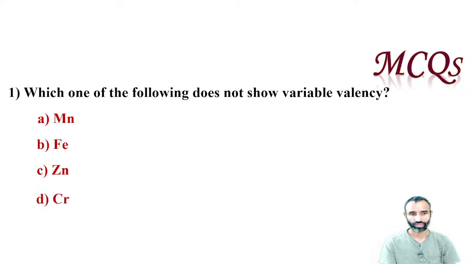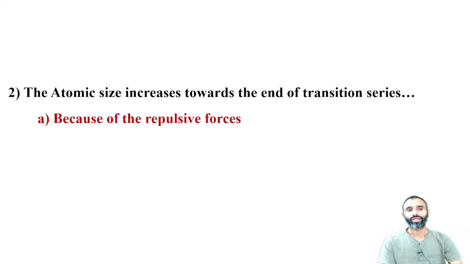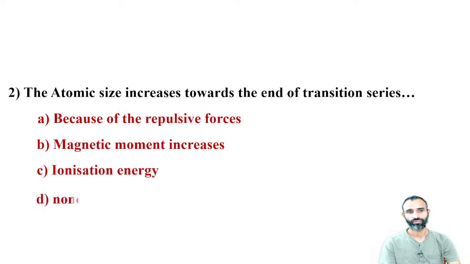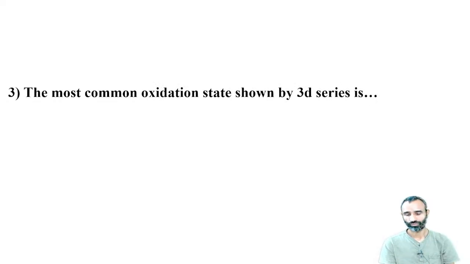Which of the following does not show variable oxidation state? A valency? Yes, zinc has only +2. Atomic size increases towards the end of the transition series. What is the reason? Because of repulsive forces. Most common oxidation state shown by 3d series is +2.